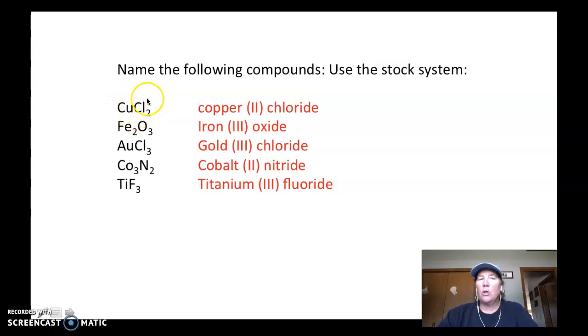Like in this one, chlorine is -1. And there's 2 of them. So there's 2 negatives. So there must be 2 positives. So copper must have a charge of +2. That's where the 2 comes from.